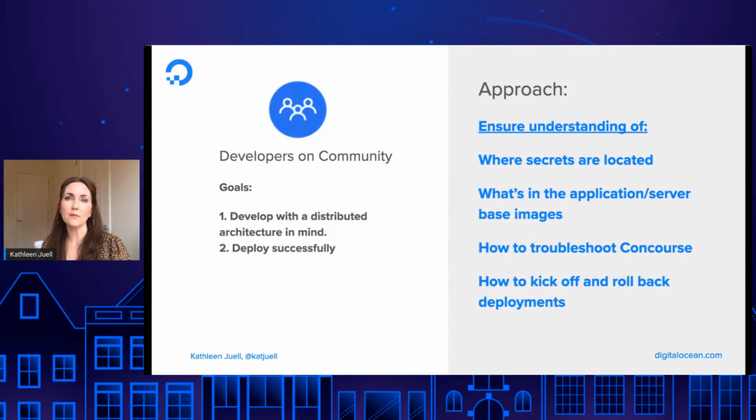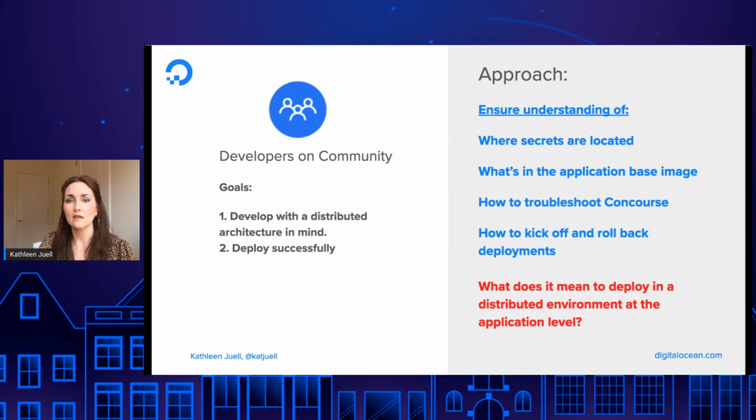Some of the topics that we wanted to make sure everyone understood and was good on before we moved towards the final rollover included understanding where secrets are located, understanding some of the basics of what were in our key images, how to troubleshoot Concourse, and then of course how to kick off and roll back deployments.